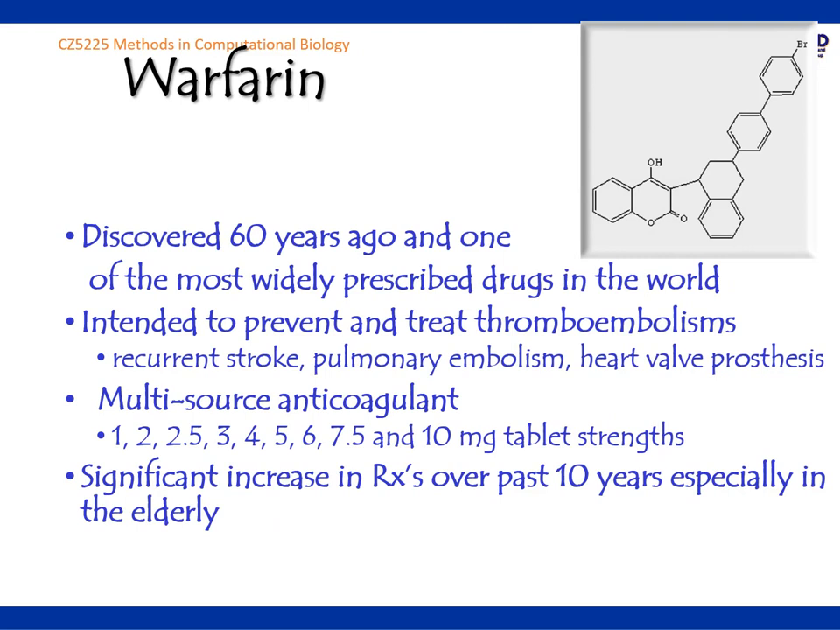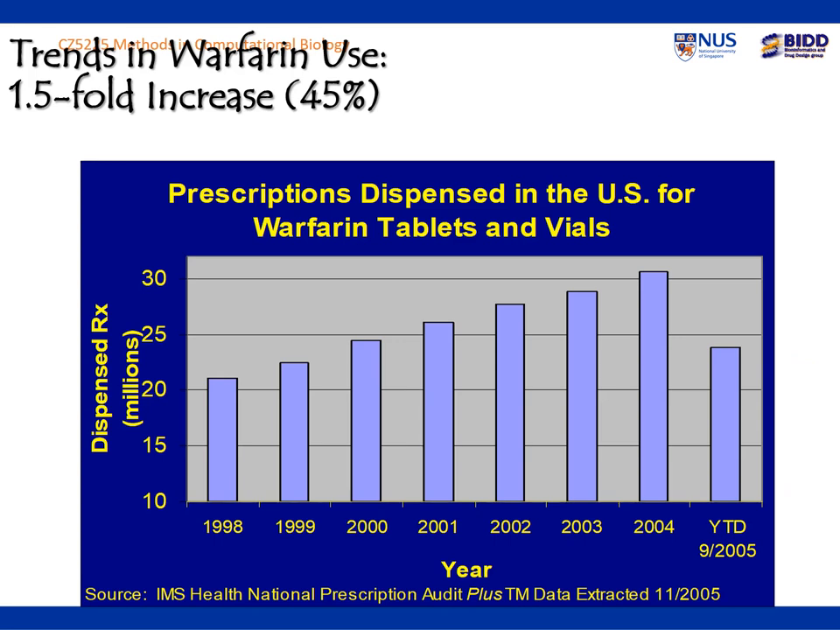Now this warfarin was discovered 60 years ago and is one of the most widely prescribed drugs in the world, intended to prevent and treat thromboembolism, recurrent stroke, pulmonary embolism or heart valve prosthesis. There are multi-source anticoagulants, so we can prescribe this drug in various doses like 1, 2, 2.5 to 10 mg tablet strength, and there is a significant increase in the prescription over the past 10 years, especially in elderly persons. So this is a trend of warfarin use. There is a 1.5 fold increase in the use of this tablet in the US.